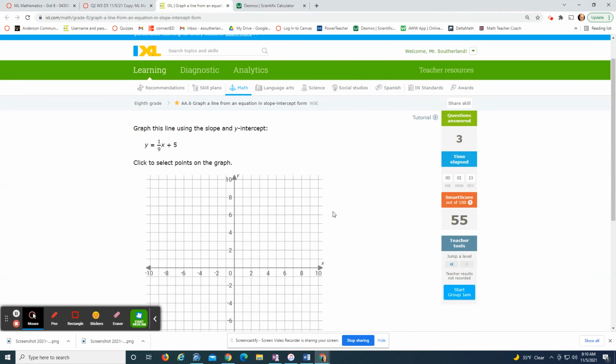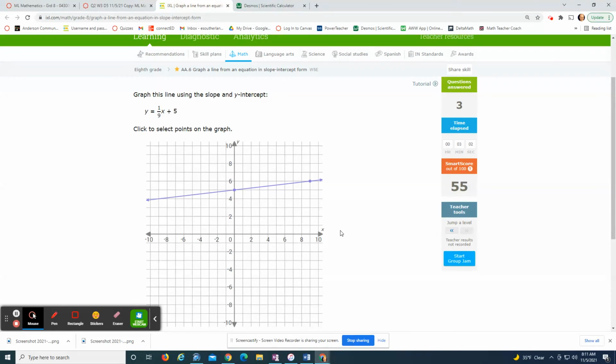Now we're going to skip and get to a little bit more difficult questions where it's got a full graph. Now, this problem says y equals 1/9 x plus 5. 5 is the y-intercept. This middle line is the y-axis. I'm going to start on 5. 1/9, right? If it's positive, it means to go up 1. 9 means to go over 9 to the right.